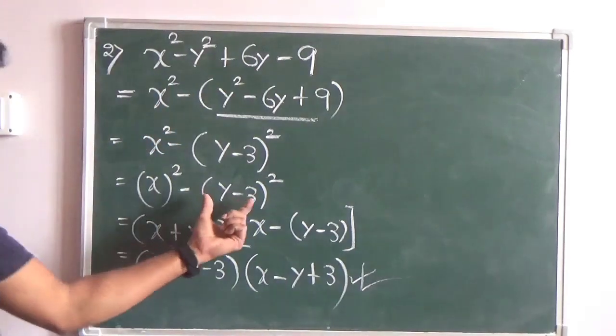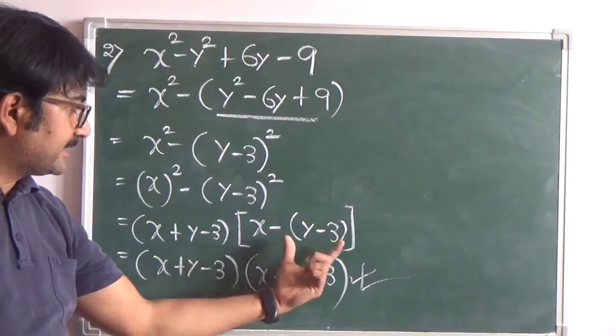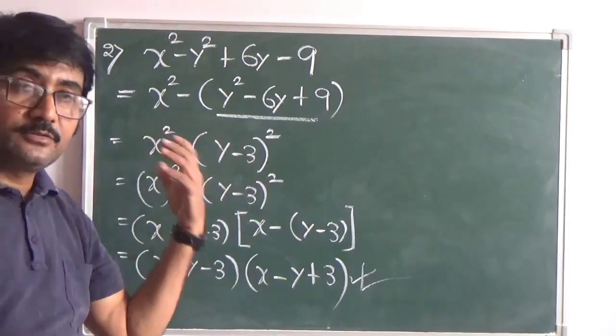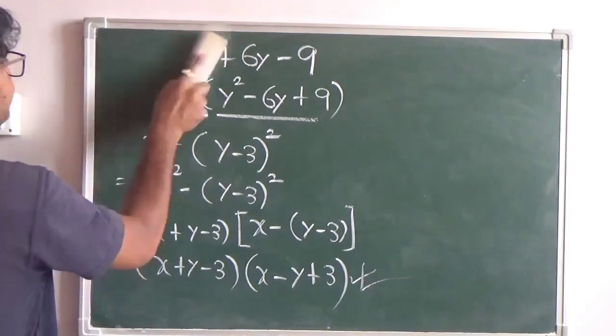So always, if it is an expression, the second one, first you write a minus and then the bracket, so that later on you can open the bracket and you don't go wrong with the sign of this particular expression. Now move on to question number 3.